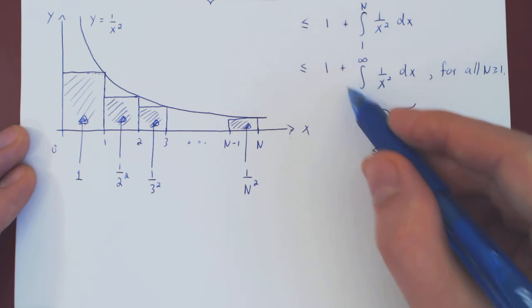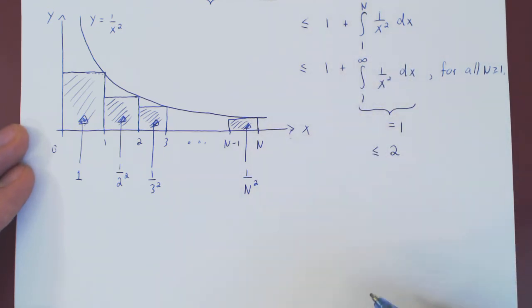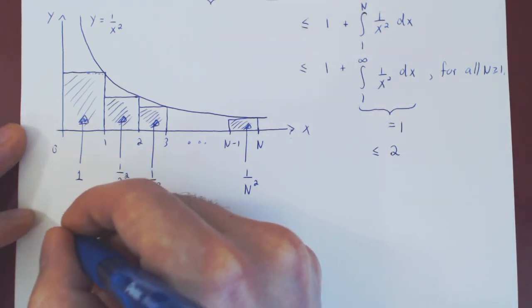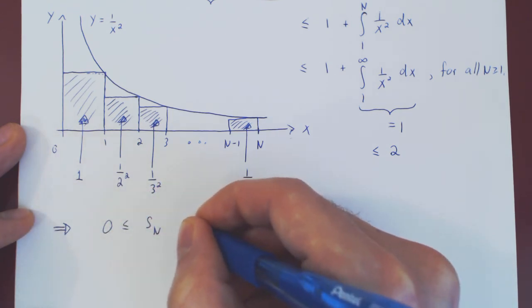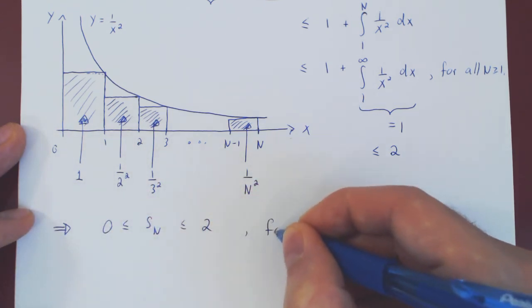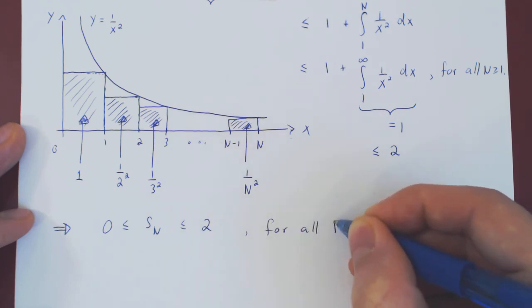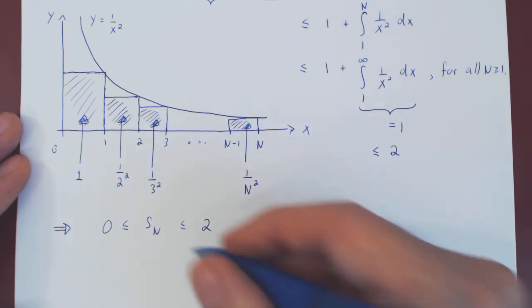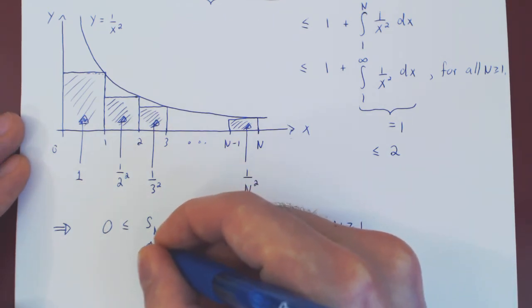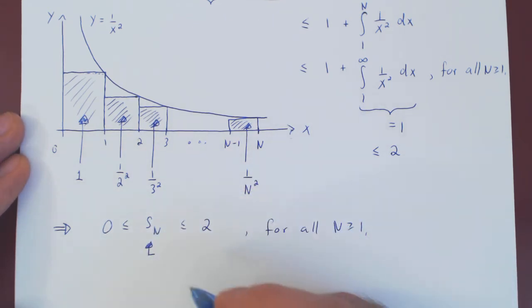And again, I leave this up to you. This will take you one line. So the sequence Sn is bounded, as for every value of n, the sequence lies between 0 and 2.